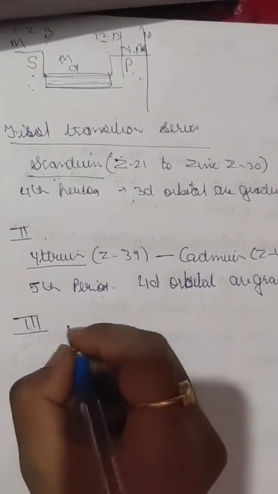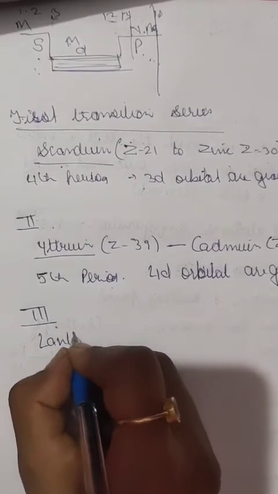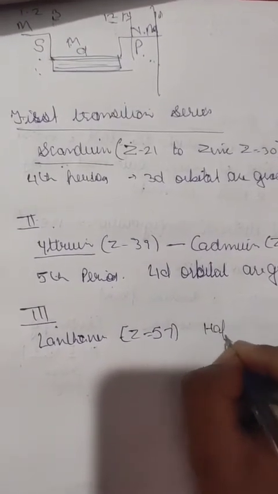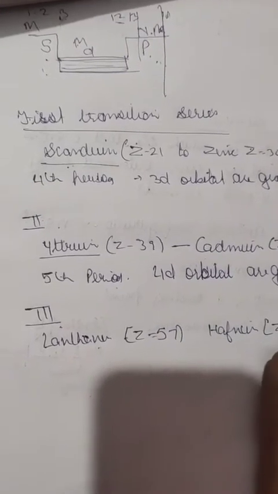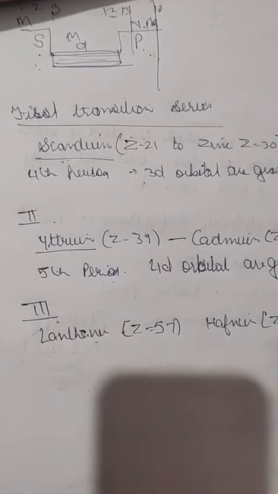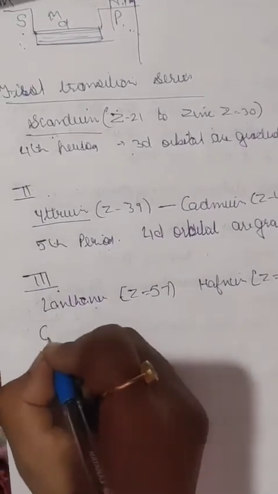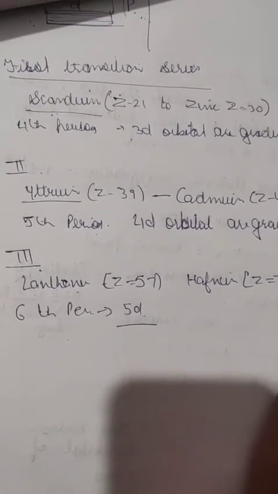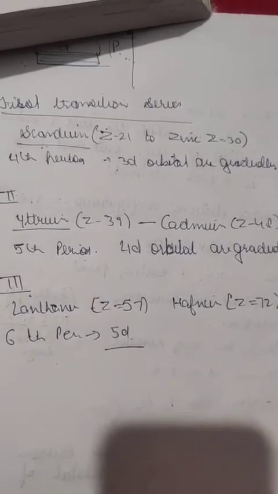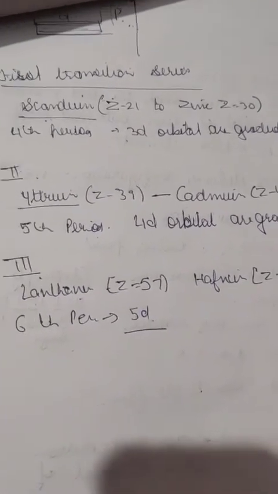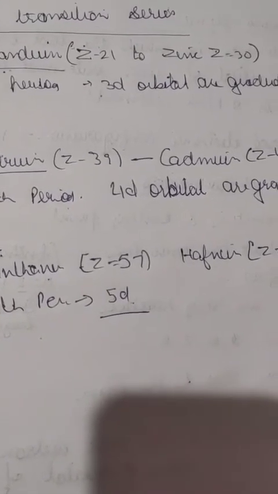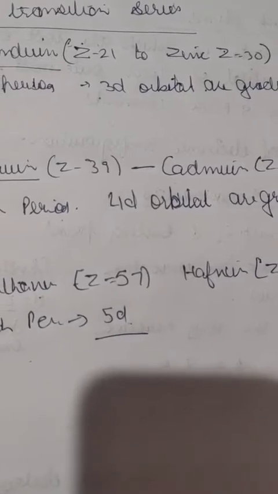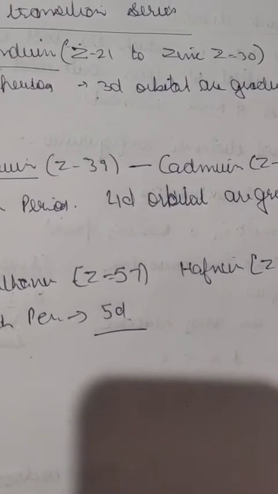Then the third transition series, which is lanthanum, atomic number 57, to hafnium, atomic number 72, up to mercury, atomic number 80. They are from the 6th period, and the 5d orbitals are gradually filled. Then again we have the 4th transition series also, of actinium, because in the periodic table you would have seen a star mark also. So in actinium, the atomic numbers go from 89 to rutherfordium 104, and to copernicium 112. It is in the 7th period, so the 6d orbital is gradually filled.